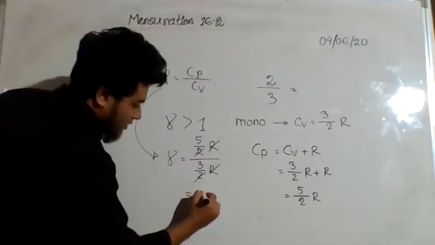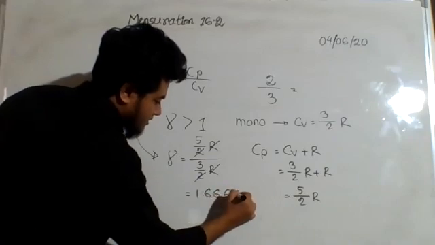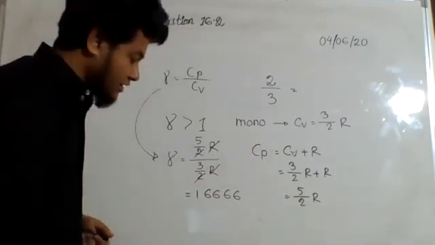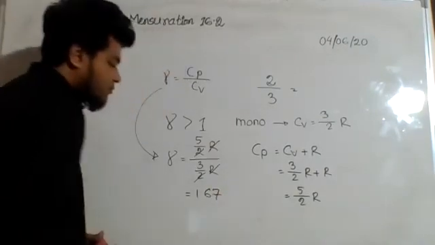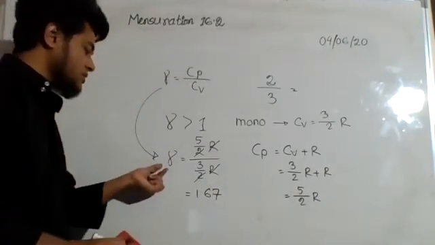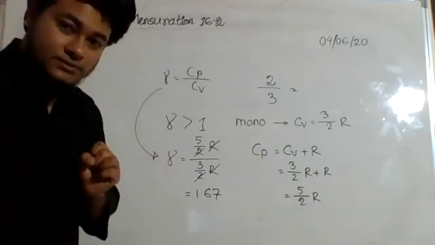So if you take 5/3, it will be 1.6666 and it will continue up to infinity. So we take up to 2 decimal places and round it up to 1.67. Okay, so this is the value of gamma.